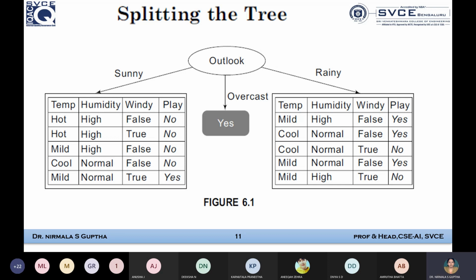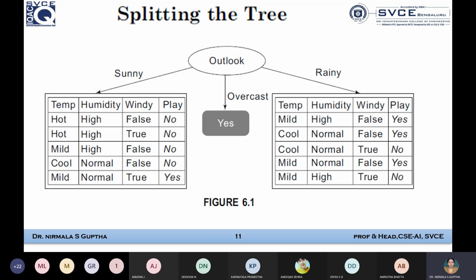But let us understand the one branch which is in the center of the slide. What is that branch? The overcast branch. Does it have any further branch? Does it have any data? Yes, there is data, but we need not derive any table, because overcast is an error-free branch. So from the root node, the decision tree will be split into three branches or three subtrees, because Outlook has three values: sunny, rainy and overcast.